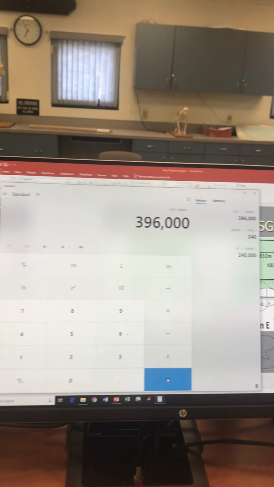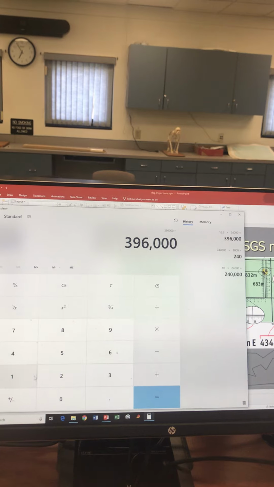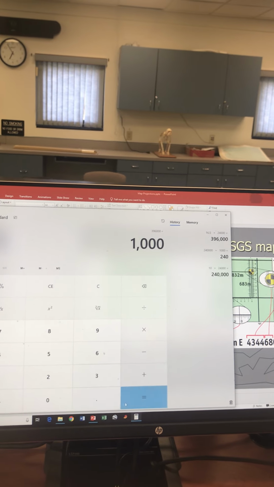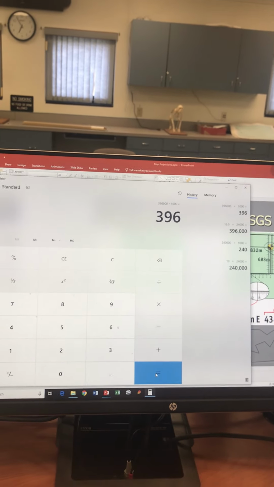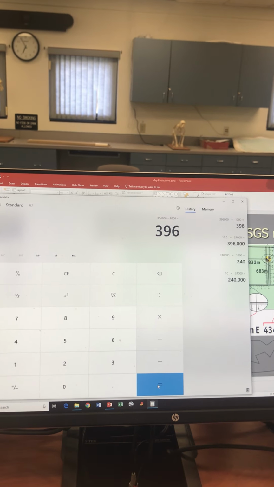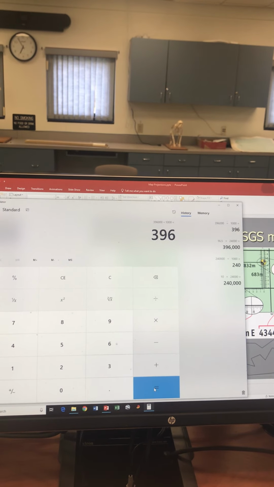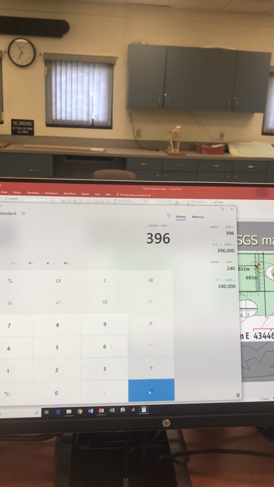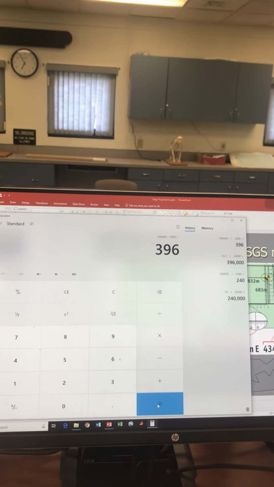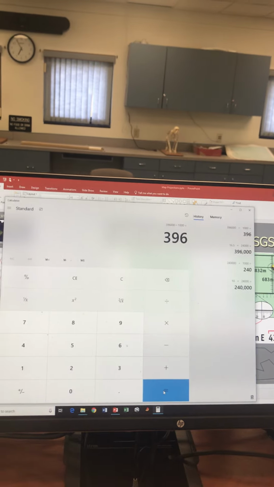But we don't want the measurements in millimeters, we want it in meters. So to convert, we divide by 1,000, and we get 396 meters. Remember that the distance between the UTM lines on the map is 1,000 meters. So if you get a number bigger than 1,000 meters, you should be very suspicious. Maybe you didn't measure from the nearest line, for example.